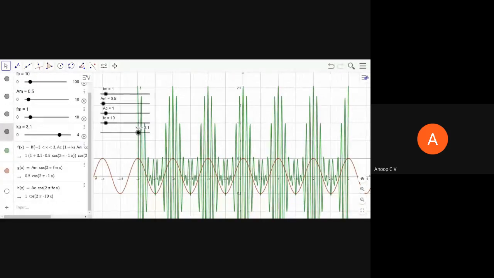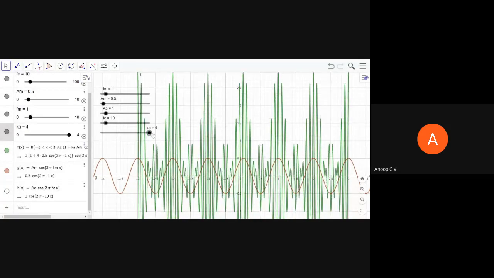Maybe I can post videos, right? So like now, can anyone tell me, was this helpful? Is it clear now what the variation of K into AM does? Can anyone unmute and tell? Are you able to visualize this here?